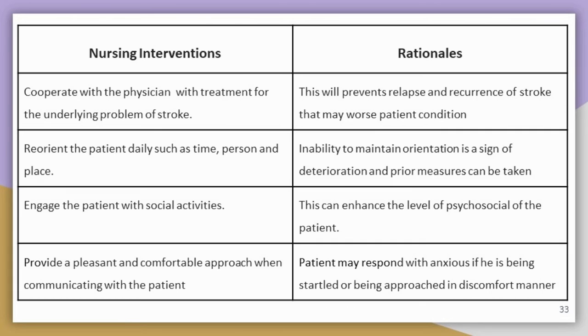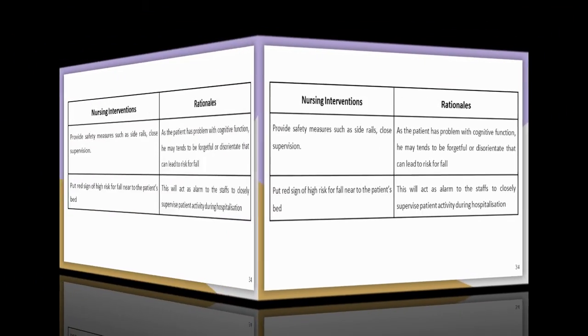Third, engage the patient with social activities. This can enhance the level of psychosocial well-being of the patient. Fourth, provide a pleasant and comfortable approach when communicating with the patient. The patient may respond with anxiety if he is being startled or approached in an uncomfortable manner.